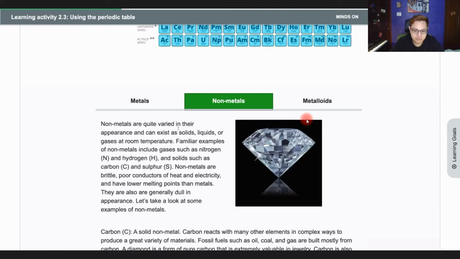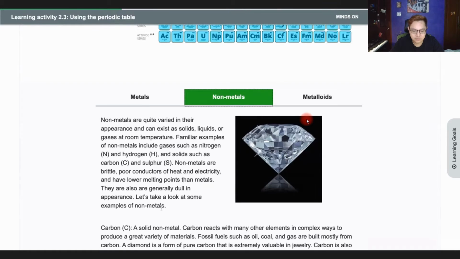Non-metals vary quite a lot in their appearance and can exist as solid, liquid, or gas at room temperature. Familiar examples of non-metals include gases such as nitrogen, N, and hydrogen, H, and solids such as carbon and sulfur, S. Non-metals are brittle, poor conductors of heat and electricity, and have lower melting points than metals. They are generally dull in appearance. Let's take a look at some examples of non-metals.